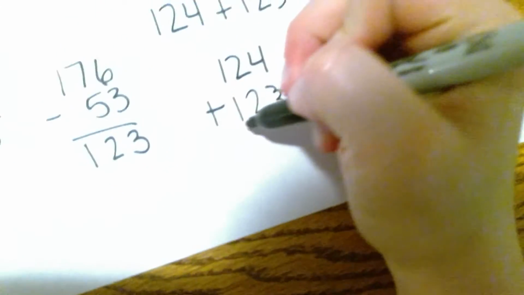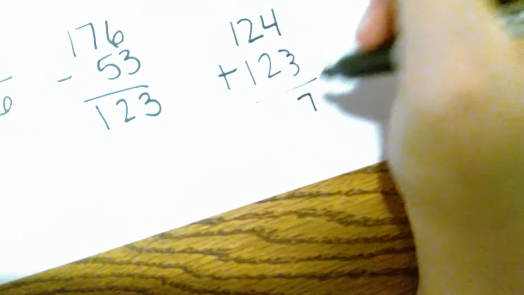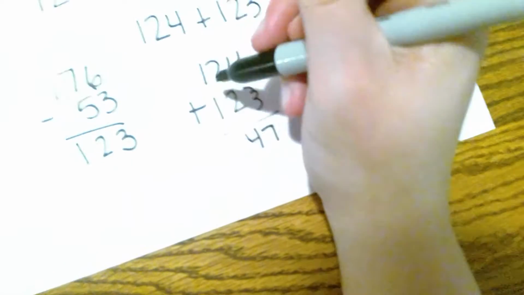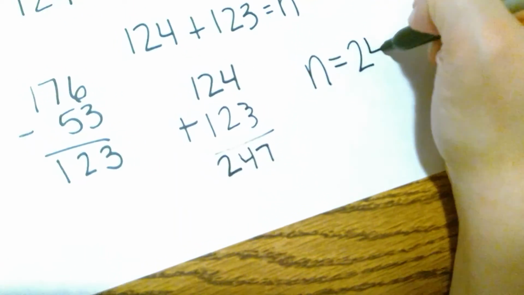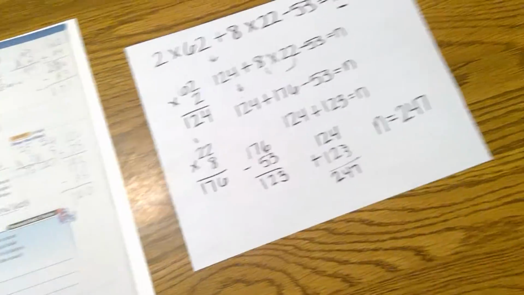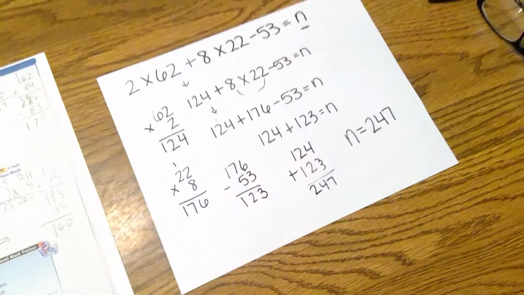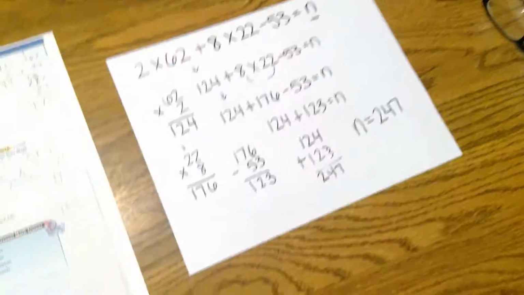Oops, that's supposed to be a 3. So 4 plus 3 is 7, 2 plus 2 is 4, and 1 plus 1 is 2. So n equals 247. In this case, it wasn't a word problem, so we don't have a label. But remember, if it has a label, you need to make sure you put that in there.